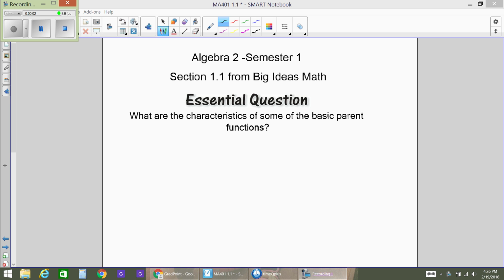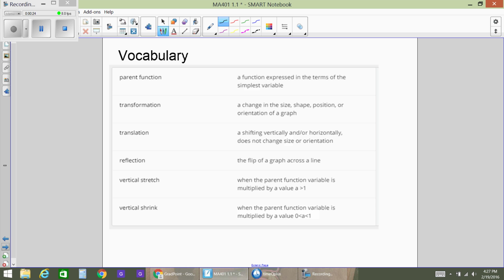Welcome to Algebra 2. This is our first lesson for Chapter 1, Section 1. We use the Big Ideas Math textbook, and we're going to be talking about the characteristics of parent functions. When you think of a parent function, you want to think about your parents. You come from them, and that is how our graphs are going to work. A parent function is a function expressed in terms of the simplest variable.